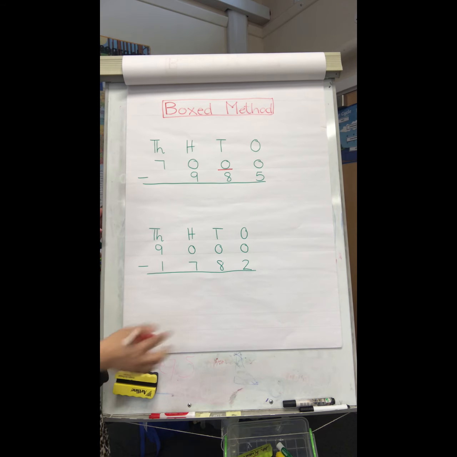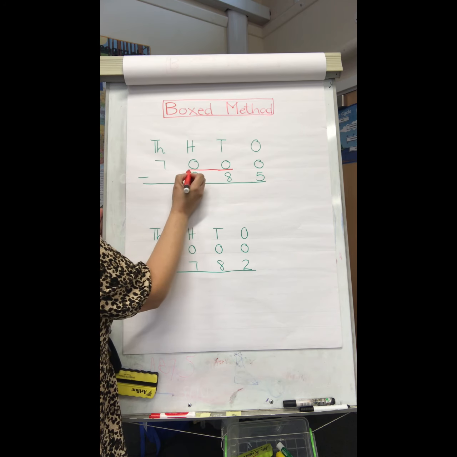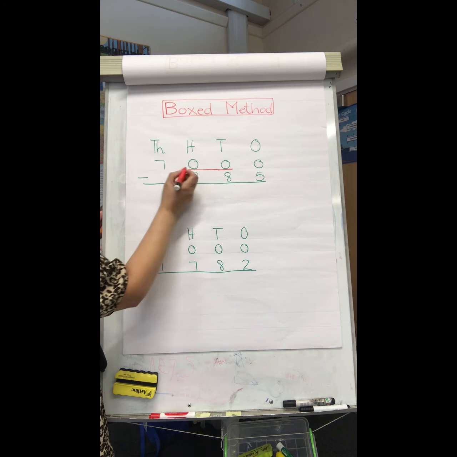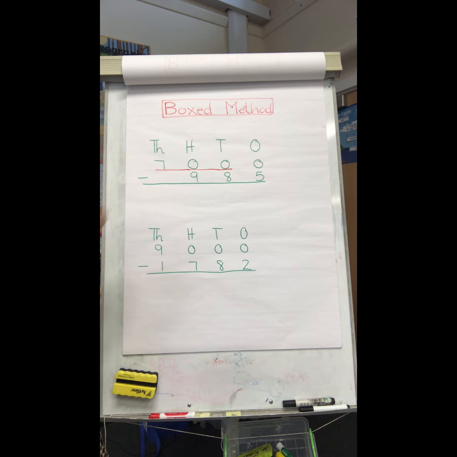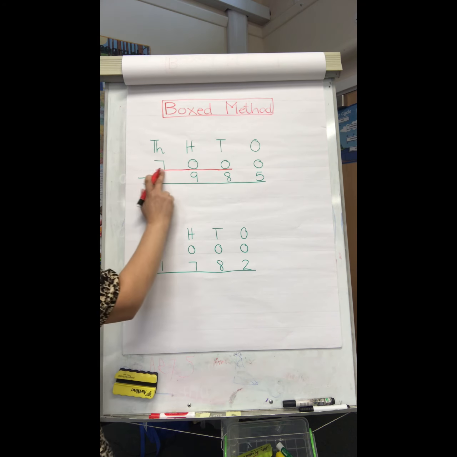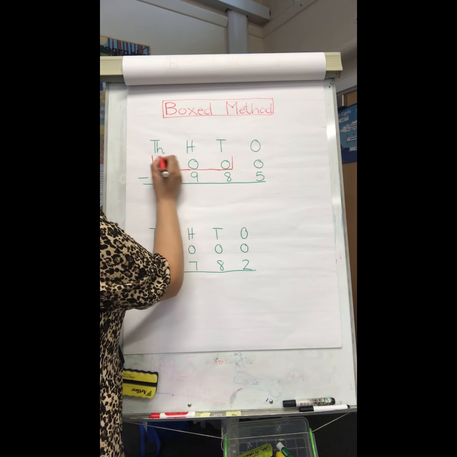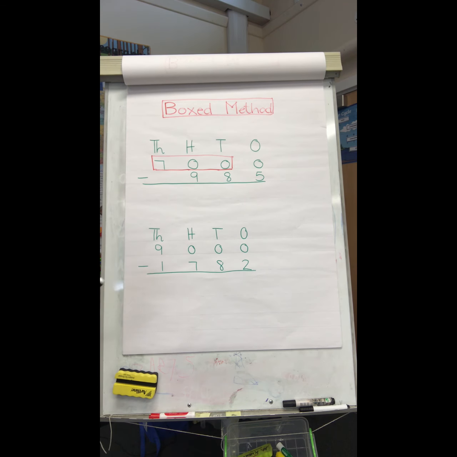It is still too small. It's also a 0. Can't do that. So we go next door. Oops, even the hundreds are 0. We cannot do it. So we carry on until we find a number with a bigger value. Aha, we've got a 7. So all the numbers I've underlined, I'm going to box it up. That's why it's called the boxed method.